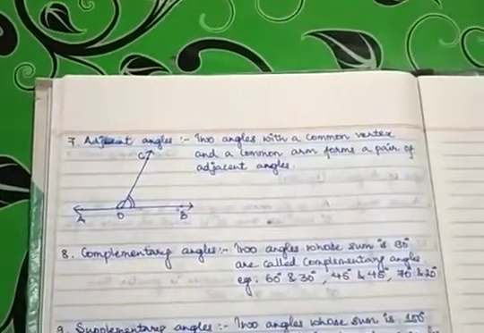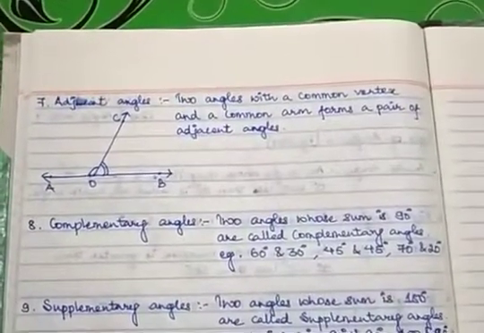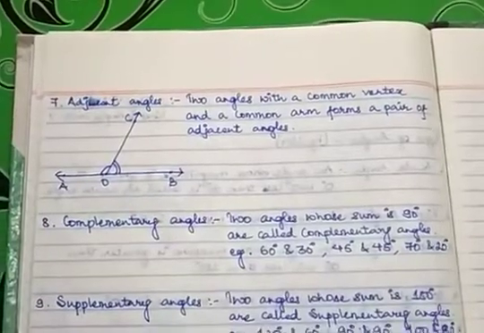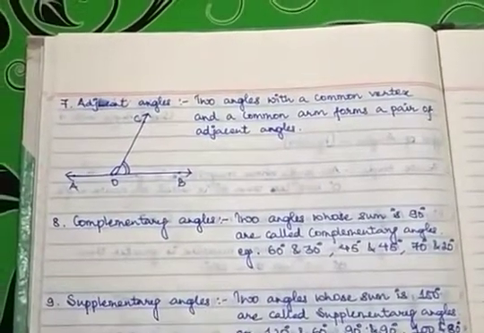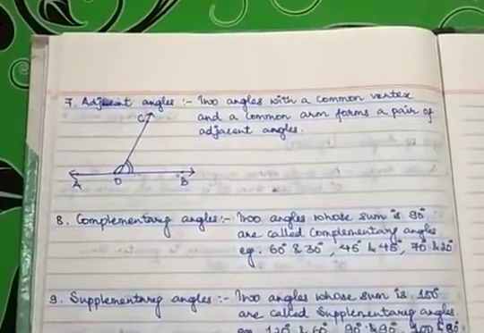So now the next topic for today is complementary angles. For complementary angles, these are easy ones. Two angles whose sum is 90 degrees are called complementary angles. Simple. When you add two angles and their sum comes up to 90 degrees, then those two angles will be known as your complementary angles.